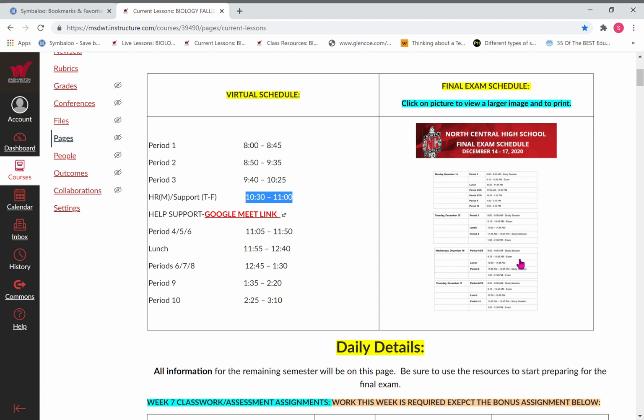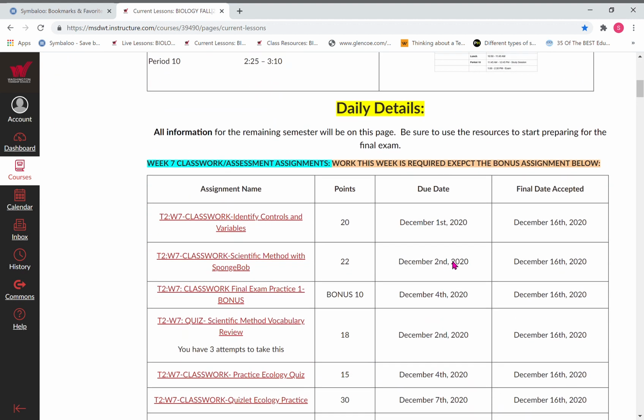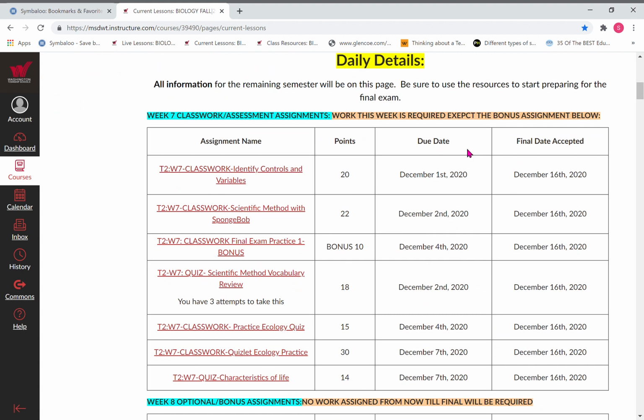Here is your final exam schedule. You can click on that. It will get bigger for you to read. These assignments were due on these due dates, but I've extended the date till the 16th. After the 16th, all these assignments will close.